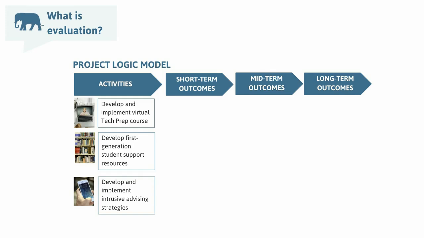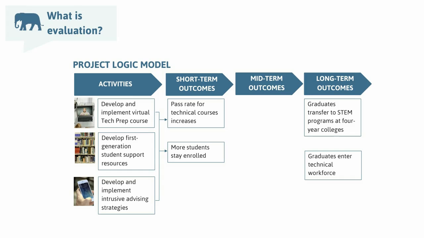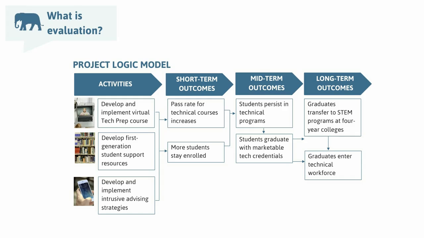So then we'll go ahead and put the outcomes that the project is supposed to achieve, which are to increase the number of graduates who either transfer to STEM programs at four-year colleges or who enter the technical workforce. So now we need to connect the activities to those desired long-term outcomes. So it's expected that these activities will lead to more students passing technical courses and staying enrolled at a college. And then if those short-term outcomes are achieved, the college will see more students persisting in their technical programs and graduating with marketable technical credentials, which they can use to either transfer to four-year STEM programs or enter the workforce.